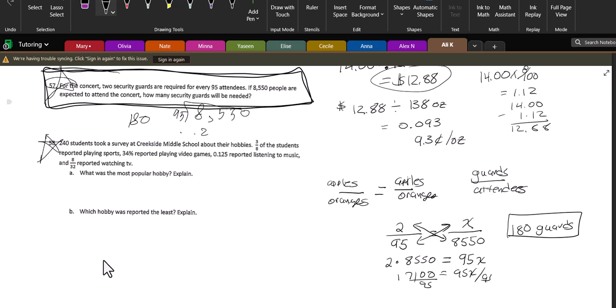"240 students took a survey at Creekside Middle School about their hobbies. 3/8 of the students..." One thing to remember, of always means multiply. It seems weird at first when you first learn that of means multiply, but of always means multiply. 3/8 of the students reported playing sports.